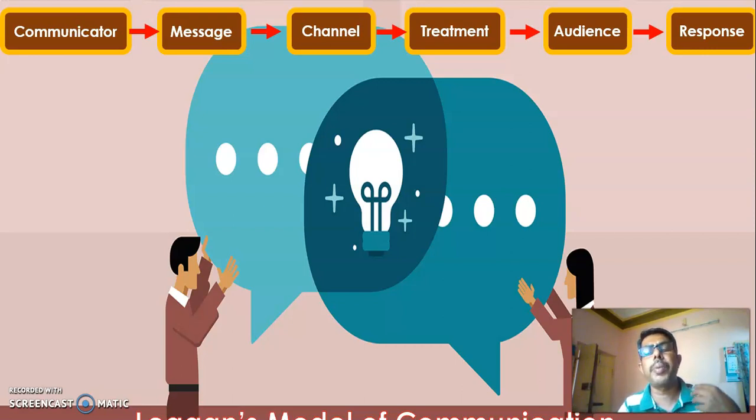The audience may not respond. Through the response only do we know about the process. That's why the most important part is the treatment of the message, and this model of communication is very linear.